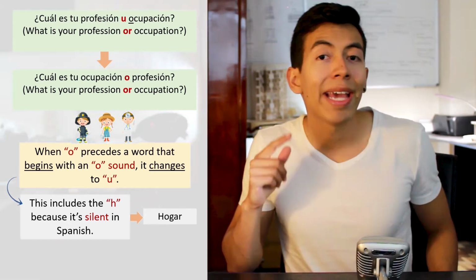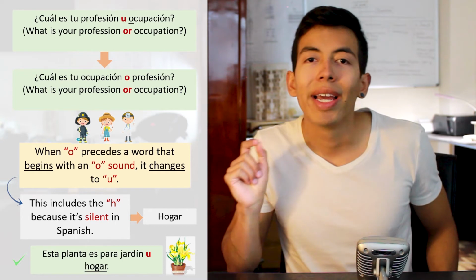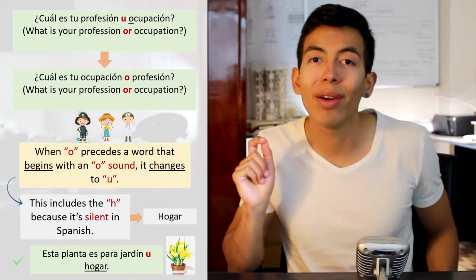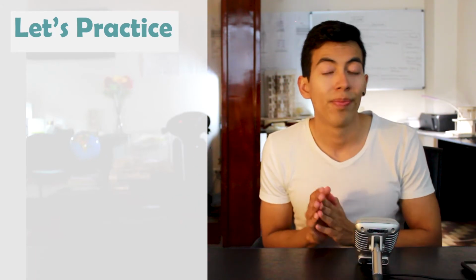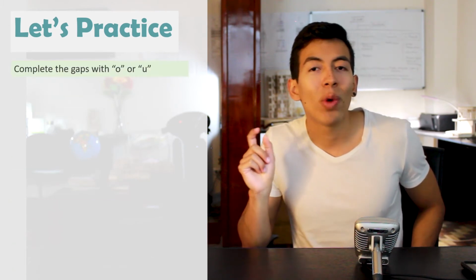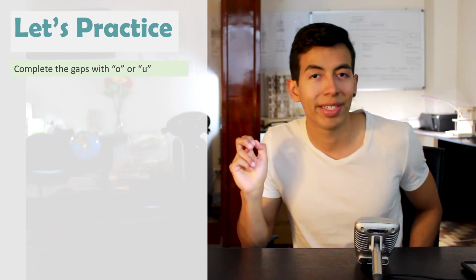For example, esta planta es para jardín u hogar. I hope that's clear. And of course, we're going to be practicing a little bit, so it's going to be crystal clear for you. Okay, and the instruction is very simple. Complete the gaps with O or the letter U, depending on the context.